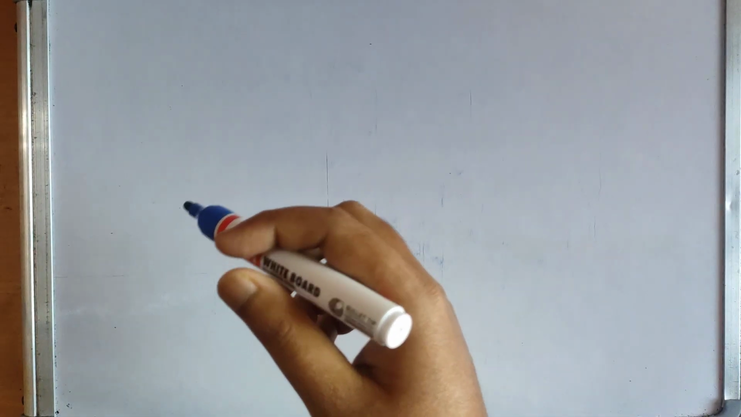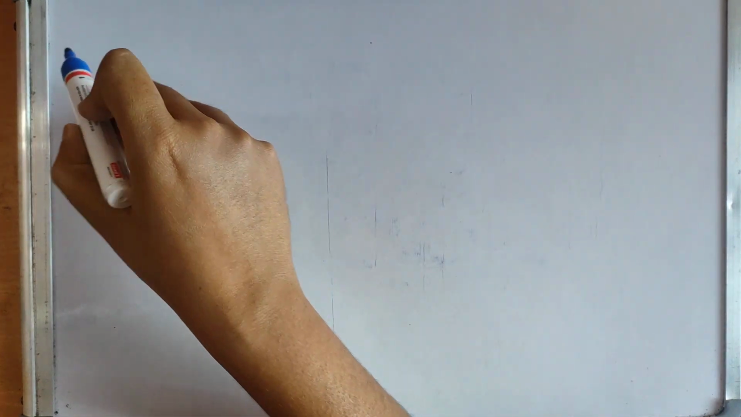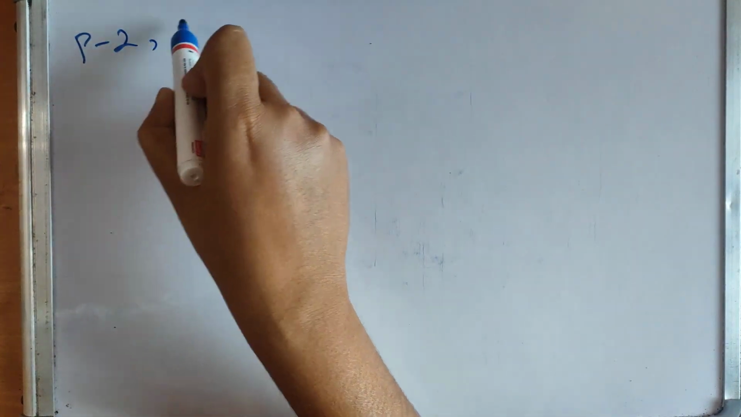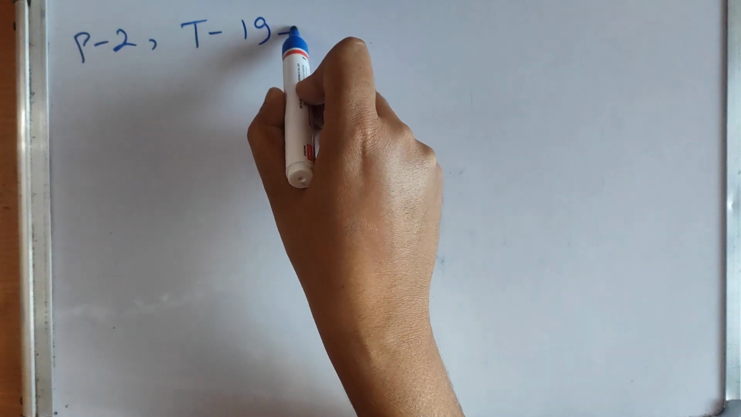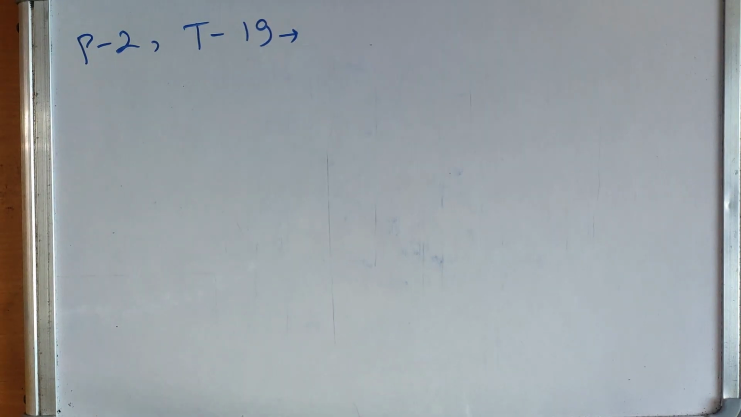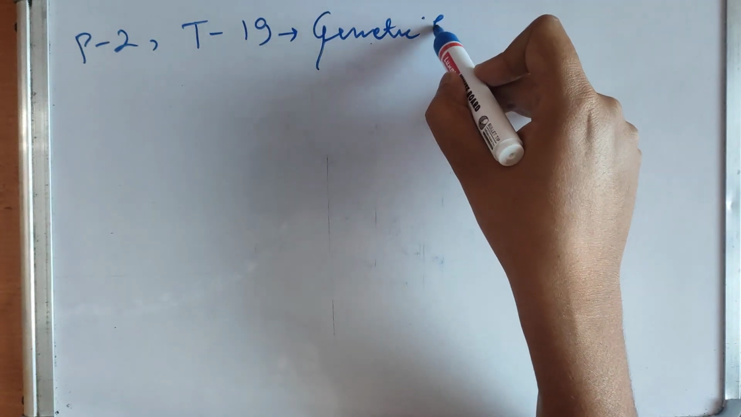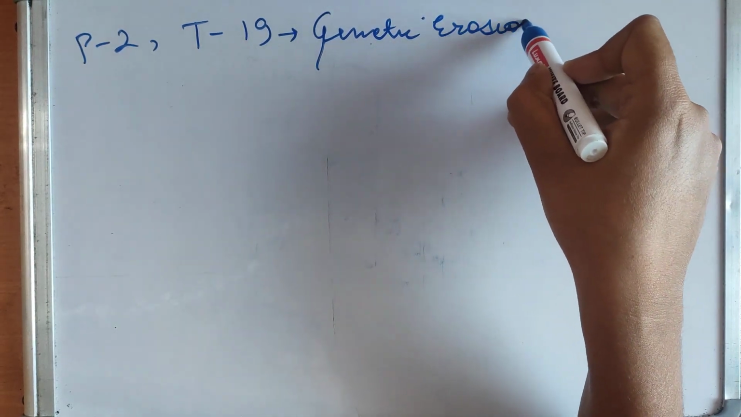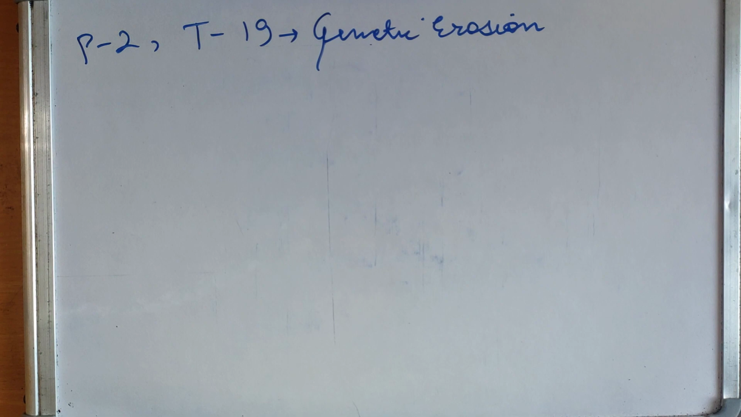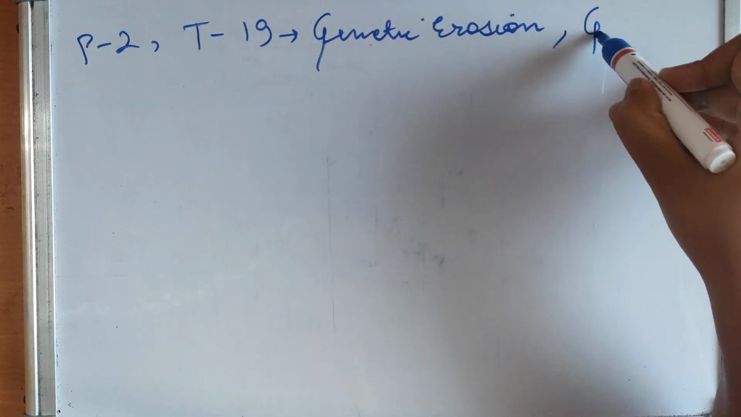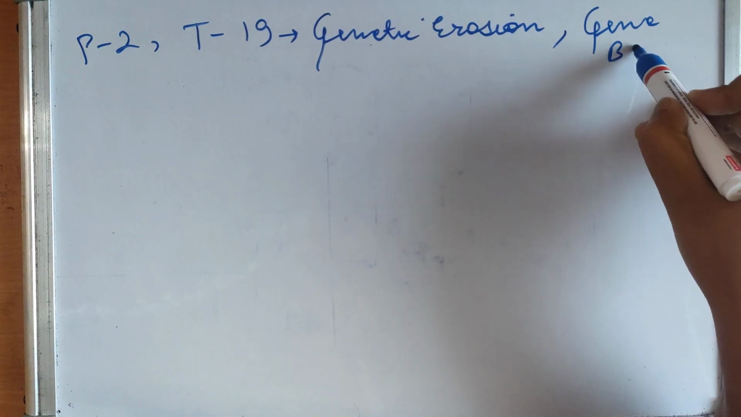So today we are going to do topic 19 of paper 2. Here we will discuss genetic erosion and gene banks.